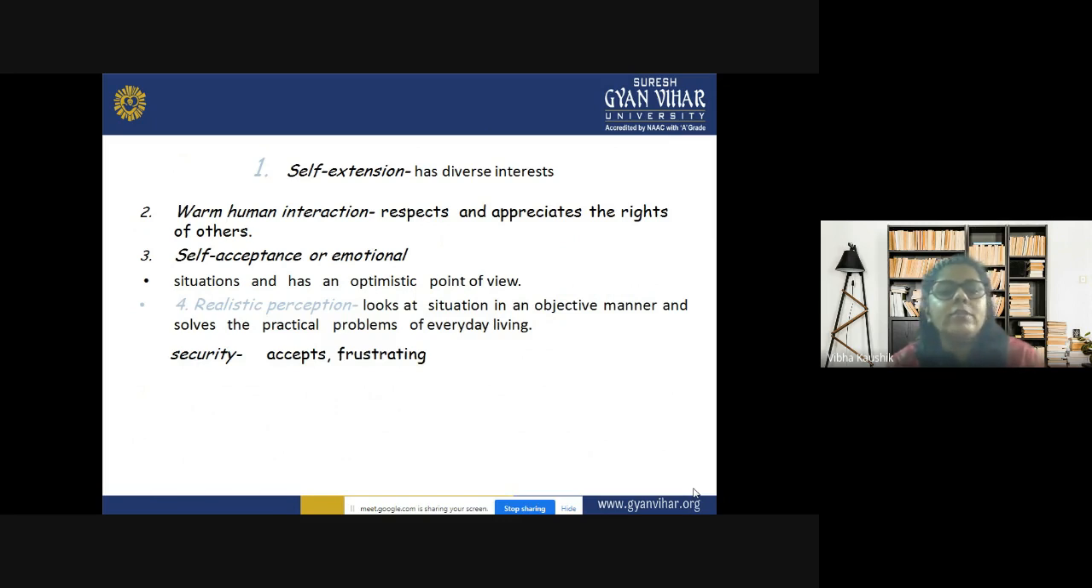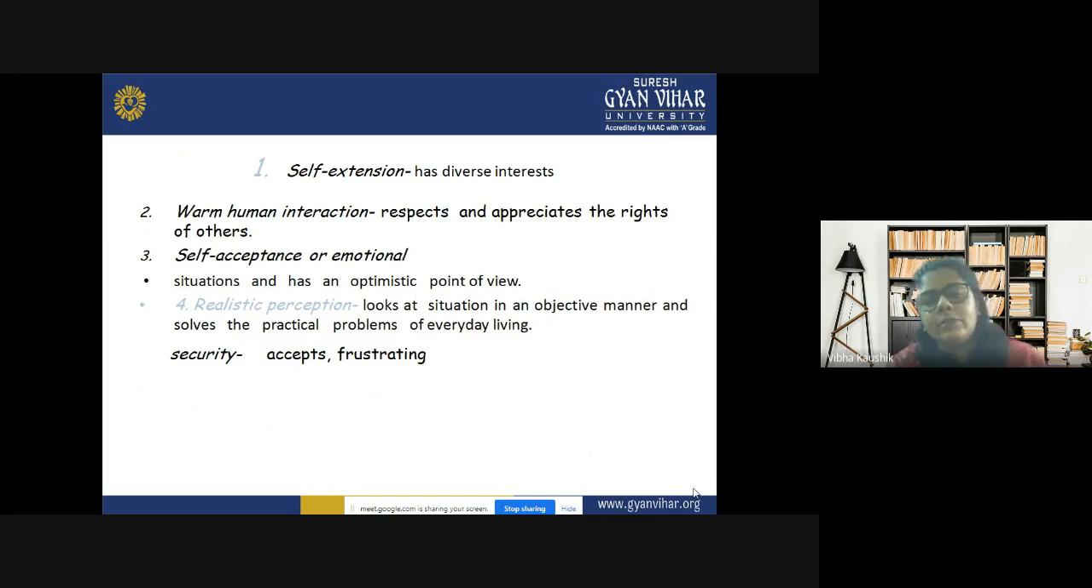The fourth one is realistic perception: looks at situations in an objective manner, not in a subjective manner, and solves the practical problems of everyday life, which an individual faces in everyday living.